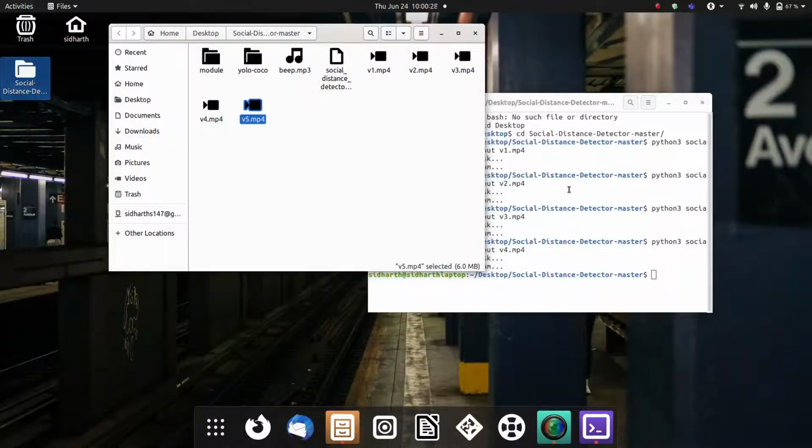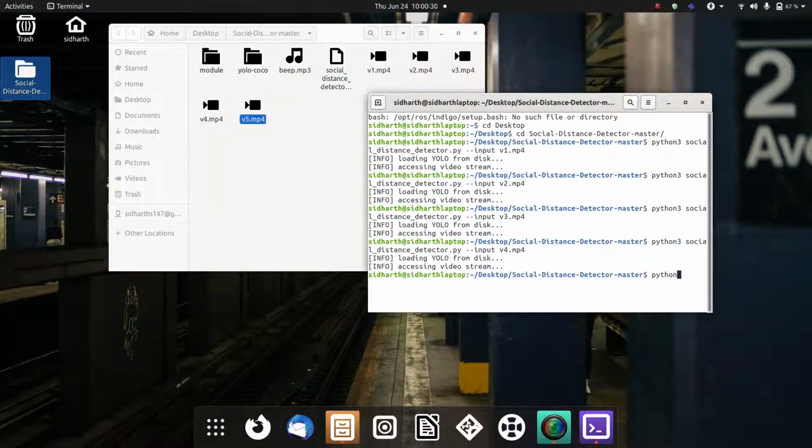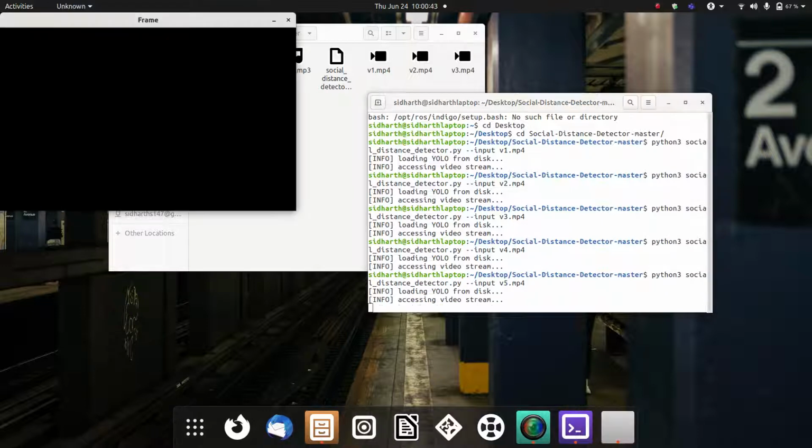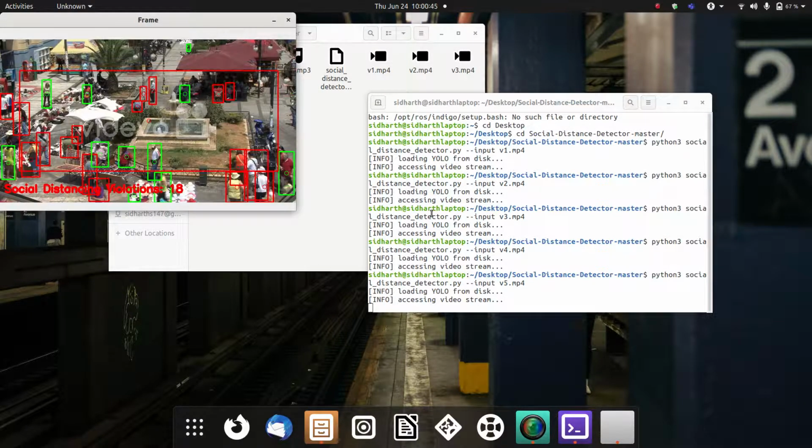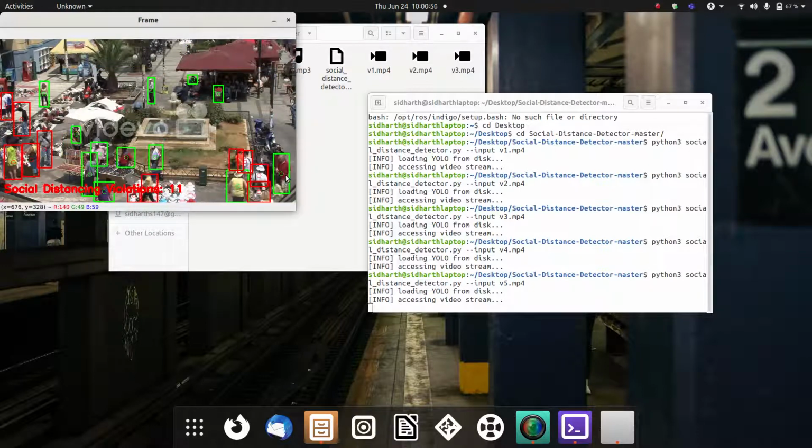Let's run it using the Python 3 command again and provide to it as input the v5.mp4 file. As you can see, there's a certain limitation that we have faced in this particular project. A certain amount of people crowding in a particular area leads to the detection of a huge block, which we don't wish to happen.